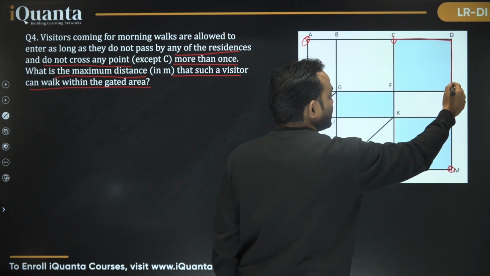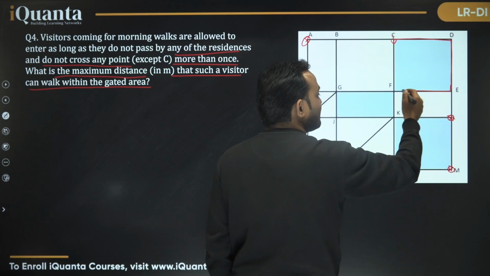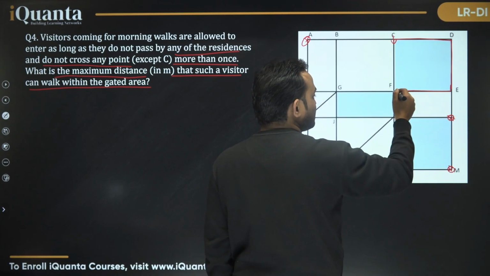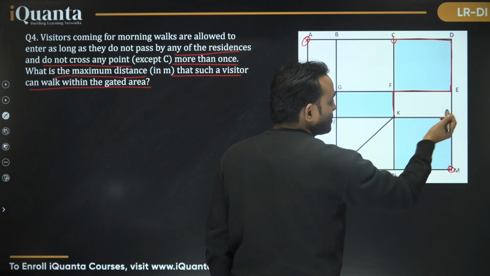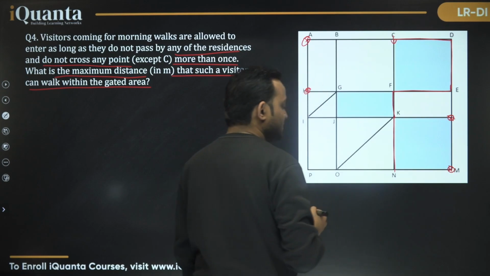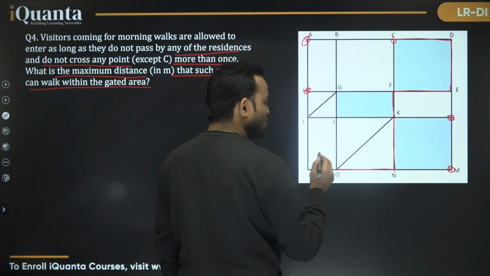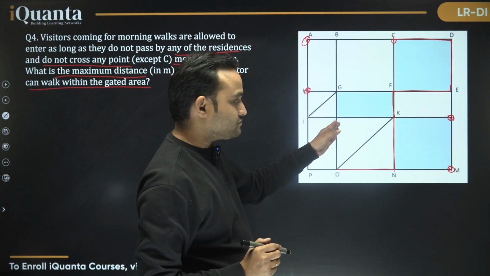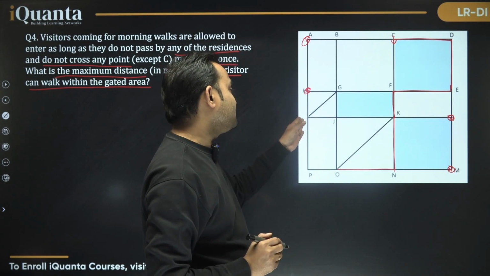Now from E, you cannot go to L, so you will have to go to F. From F, you can go to K, you cannot go to L. So from K, let's go to N. From N, let's go to O. From O, I can go to J. Then I can go to I and then G.